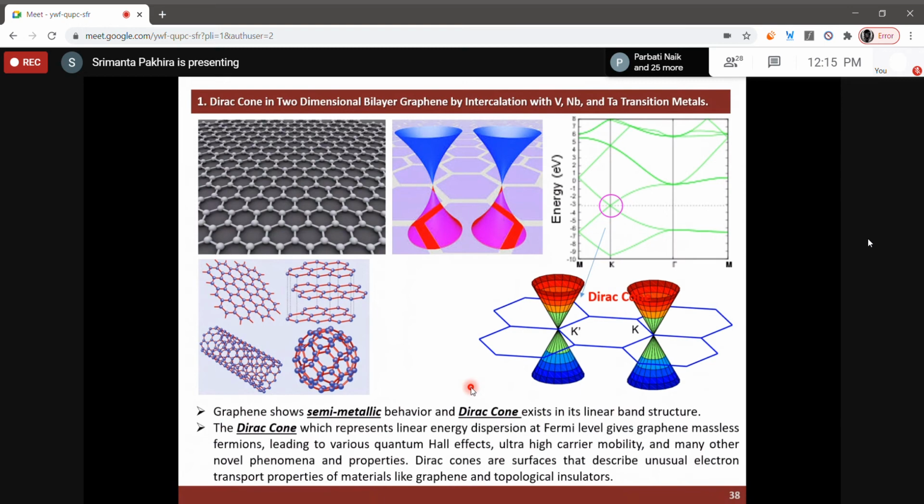So those who are familiar with 2D materials know the Dirac cone very well, which represents linear energy dispersion at the Fermi level. It gives graphene massless fermions, which leads to the various quantum Hall effects, ultra thin structure, ultra high mobility, and many other novel phenomena and properties. Dirac cones are surfaces that describe the unusual electronic properties, especially in graphene and topological insulators.